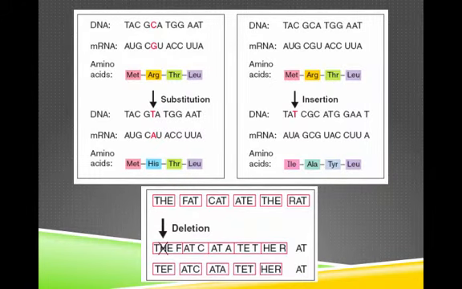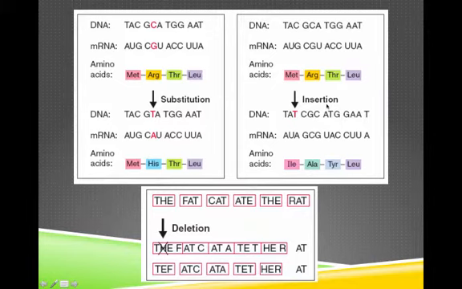So if we take a look at this, we can see what substitution can do. Over here, I have a C which pairs with G. If my DNA sequence were to change and the C were replaced with a T, the result would be that instead of arginine, I would have histidine. And that would change my amino acid sequence. Just one amino acid would change.